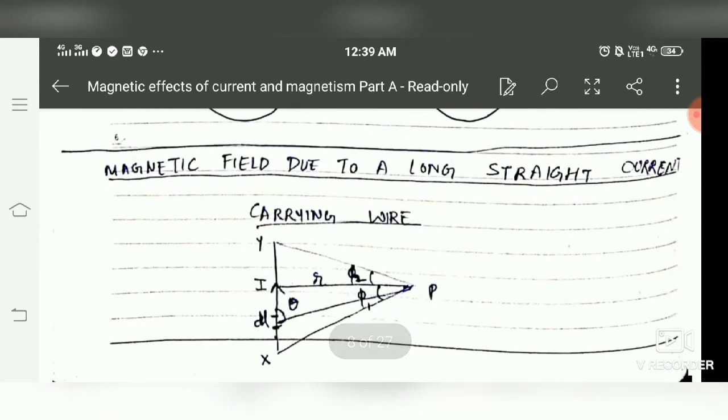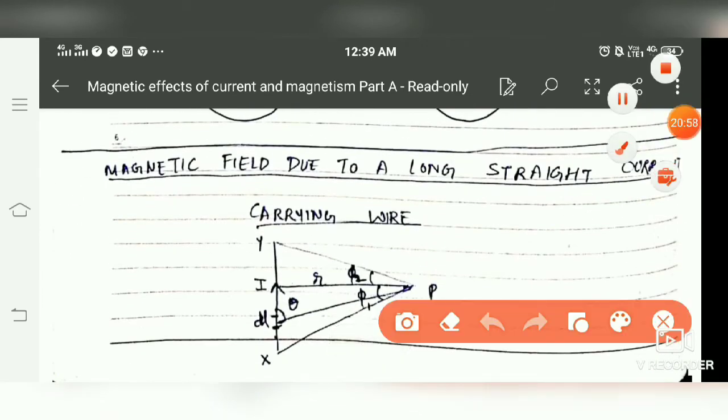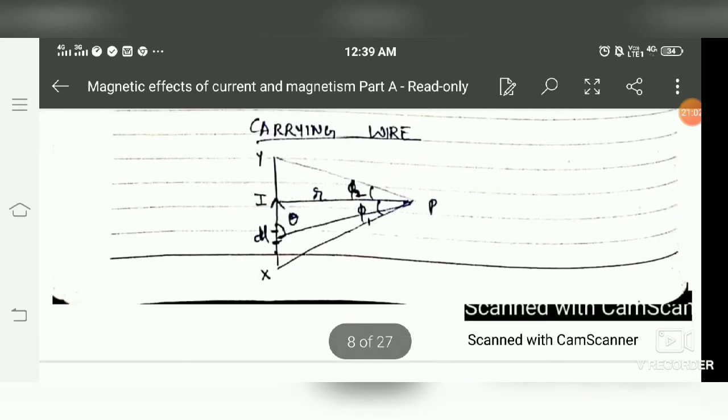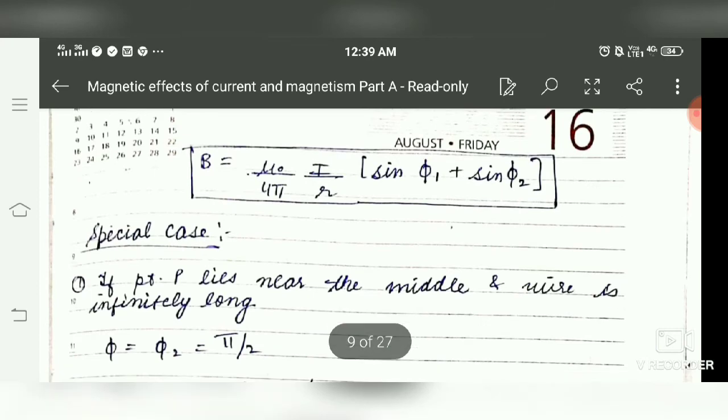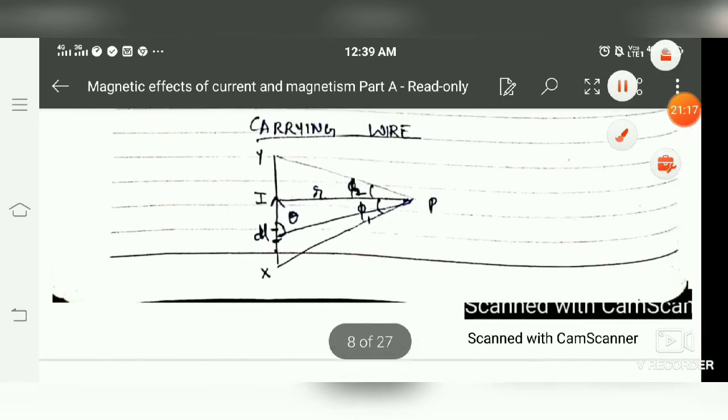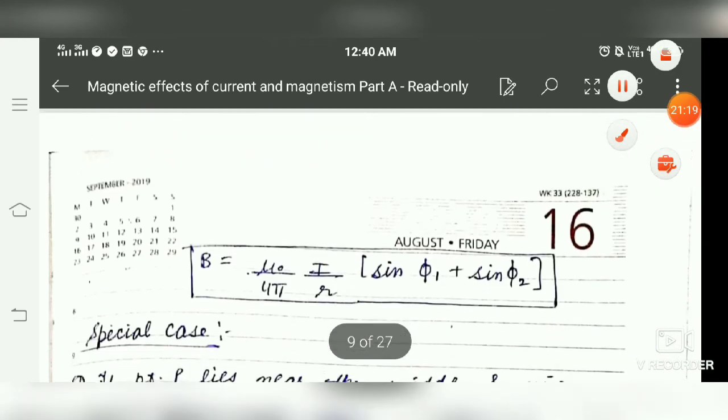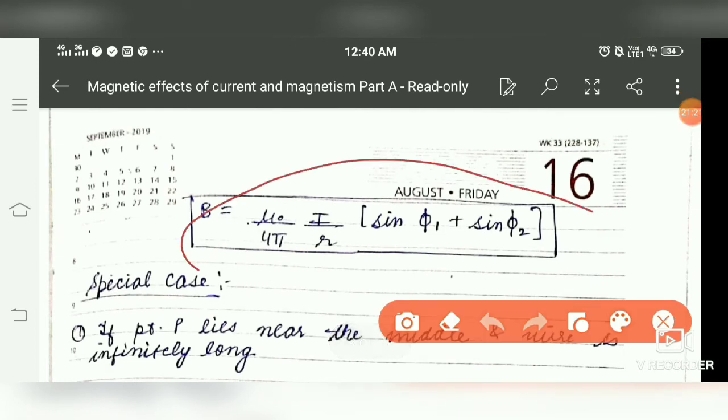Next is magnetic field due to a long current carrying wire. Again we have a very long wire, this is the wire, and this is the distance from point P where we have to calculate the field. This is a small current element. Now say this angle is phi 1, this angle is phi 2. Here by solving this we get dB equals to this term.